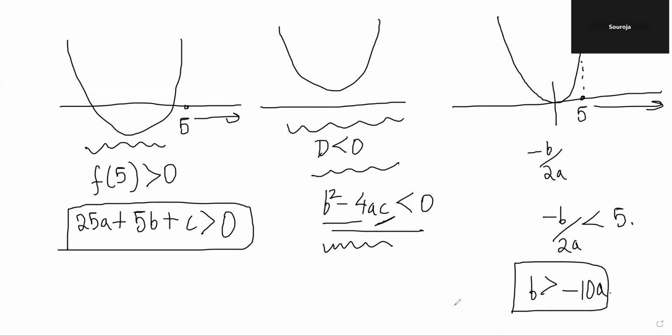Do you understand? Okay. So 242, the roots of this equation, half x square plus bx plus c equals 0. Roots are integers.